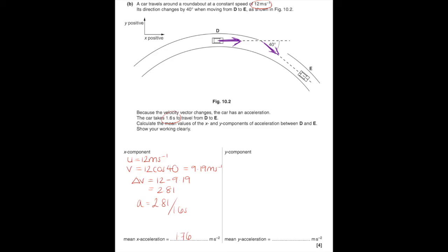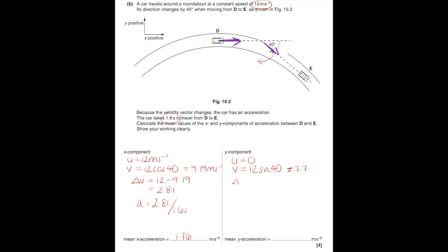If we then look at the Y component, well, in the Y direction, there is no component of velocity initially. It is travelling in the X. All right, at D, we haven't got any velocity in the Y component direction at all. All right. But when we get to E, then what we're doing is we're saying, well, actually, in the Y component, it is this thing here resolved. So our velocity at point E is this time 12 sin 40. And that comes out at 7.7.